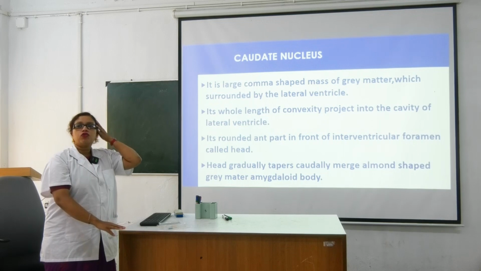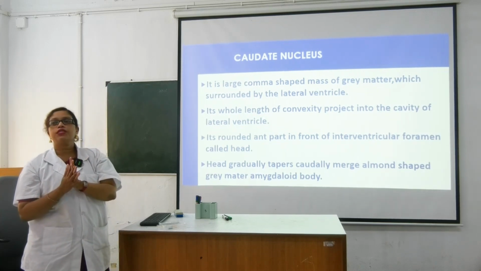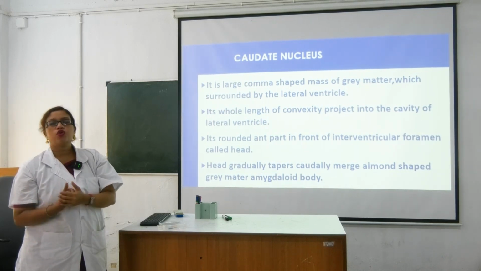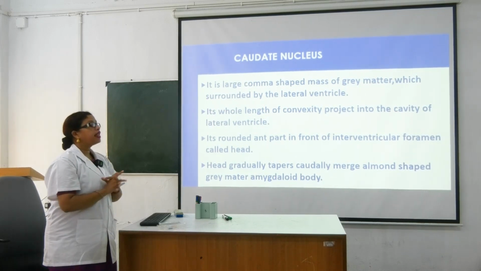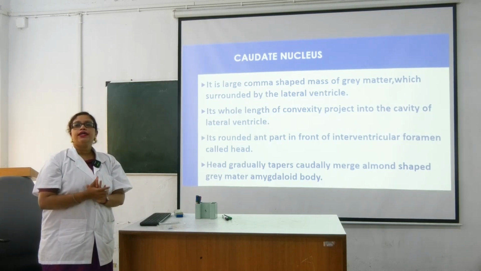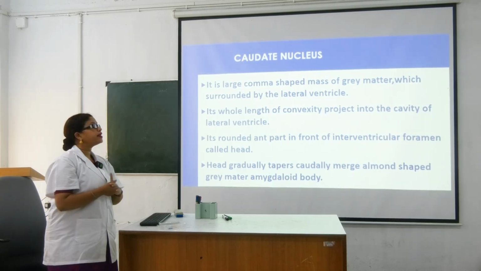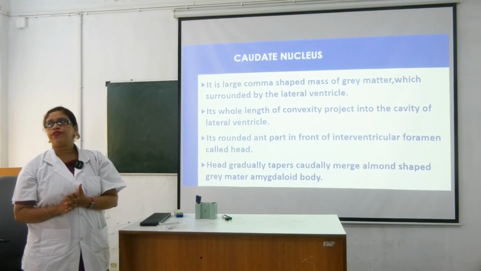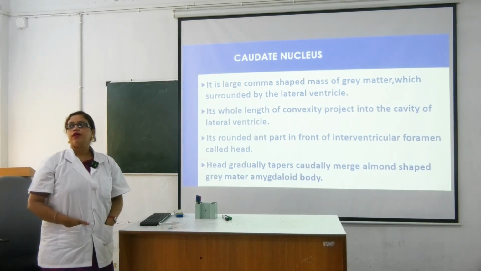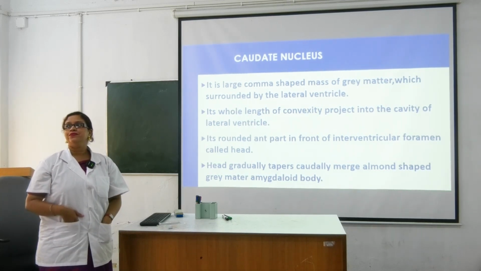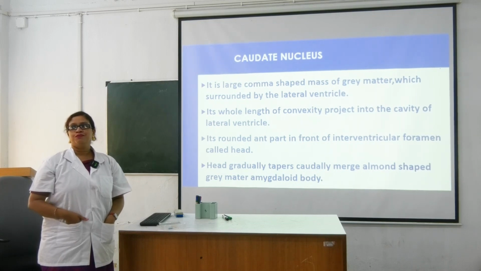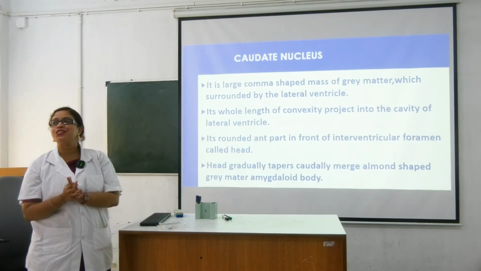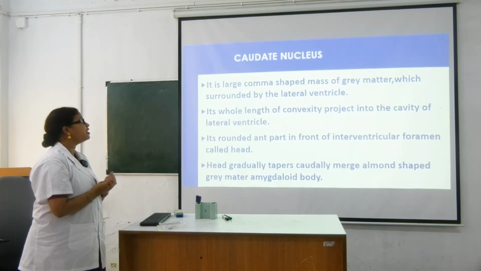Now write it down, caudate nucleus. These two nuclei you have to study in detail. One is the caudate nucleus, another one is the lentiform nucleus. Caudate nucleus: it is a large comma-shaped gray matter which is surrounded by the lateral ventricle.